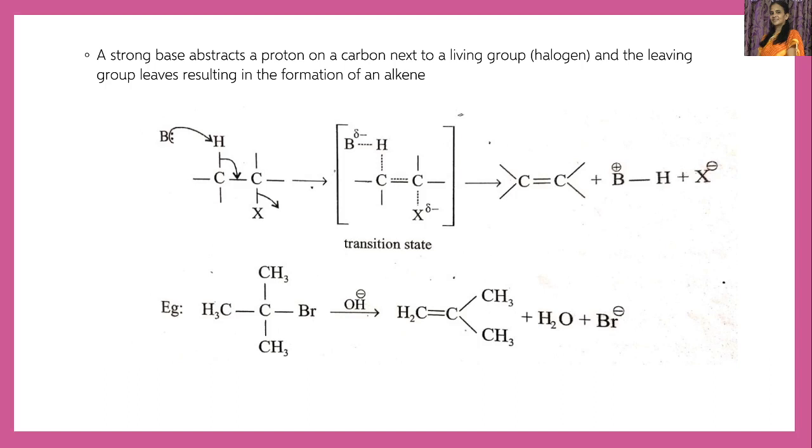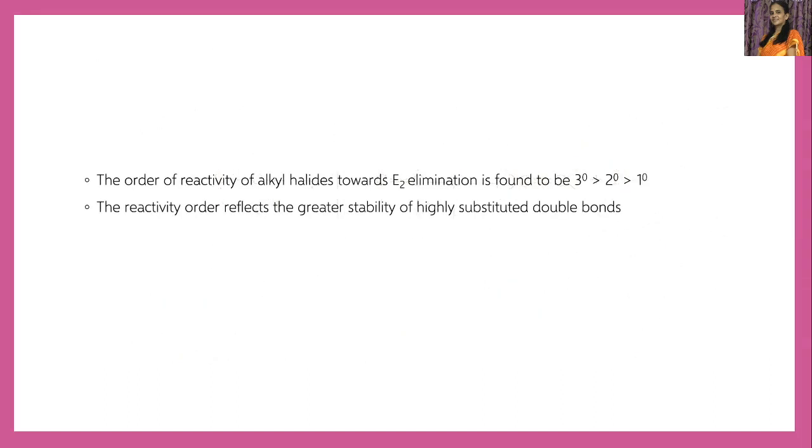Okay, now let's see the order of reactivity of alkyl halides towards E2 mechanism. E2 elimination is found to be tertiary greater than secondary greater than primary. And the reactivity order reflects the greater stability of the more substituted alkene, which shows that highly substituted alkenes are more stable. That is only given by this order, tertiary greater than secondary greater than primary.